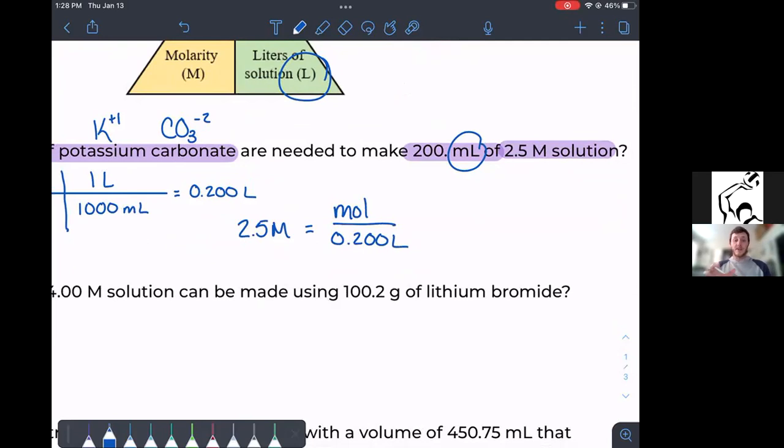If I want to get the number of moles by itself, I have to multiply both sides by the number of liters to get them to cancel, which means I'm going to do 2.5 times 0.200. And when I do that, I get the number of moles is equal to 0.50 moles, with significant figures, of potassium carbonate.